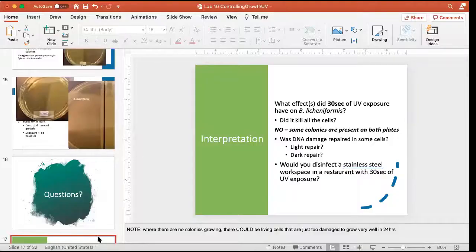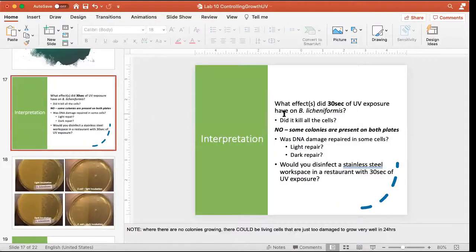Some aren't, but some are. But at 60 seconds, it's too much damage. It's just too much damage. Even with the repair systems in place, those cells just can't come back. They can't fix the damage and they can't survive. So let me summarize what we've seen.